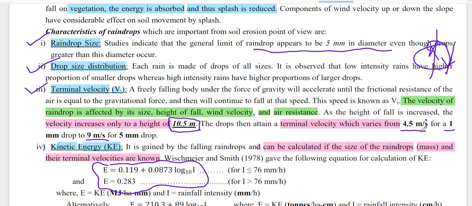From 1 mm to 5 mm drop. We have already seen that if a high intensity rain will be there, then lower velocity will be there, because lower size particles will be there. That's why 4.5 for 1 mm and 9 for 5 mm drop. Now the question arises, kinetic energy. This is the fourth characteristic of the raindrop.